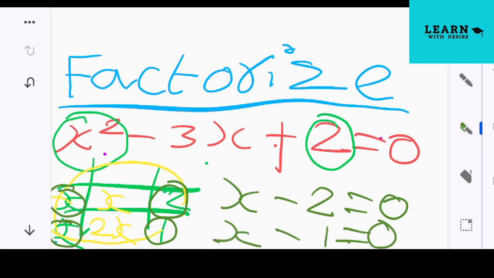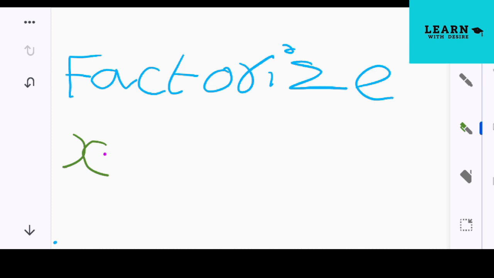Here in the question, they give minus in between the square and the normal value. That's why here we kept minus. So the final value of x is 2, 1.